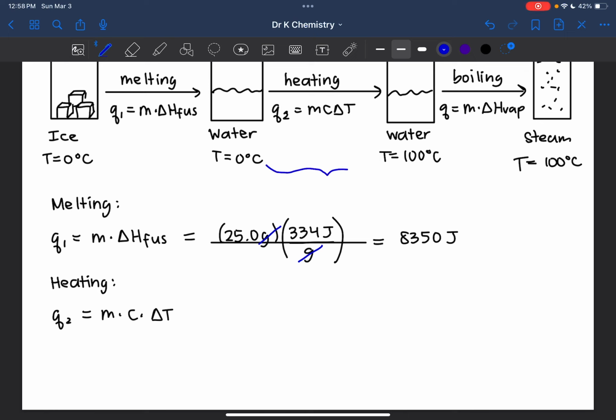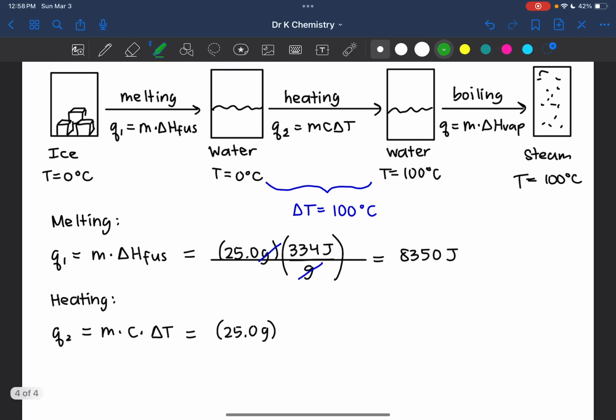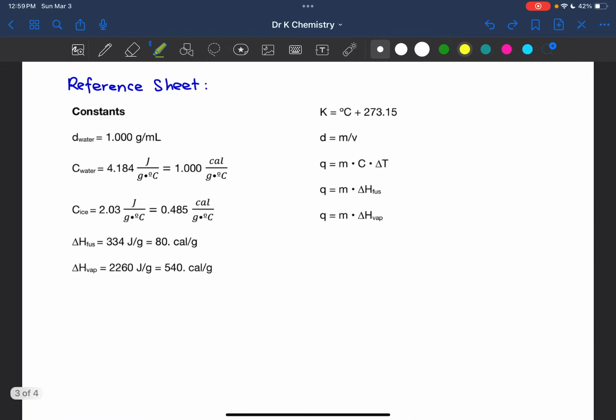Now notice that here we're going from 0 to 100 degrees Celsius. So the change in temperature is just 100 because all you're doing is subtracting out 0. The mass was 25. That doesn't change. But now we need to look up the specific heat value. And this is where things can get a little bit tricky because it's easy to miss which specific heat value you need. Notice that at that point, we had already melted that ice, and that is now water, which means that the specific heat value we want to use is the one for water, not the one for ice.